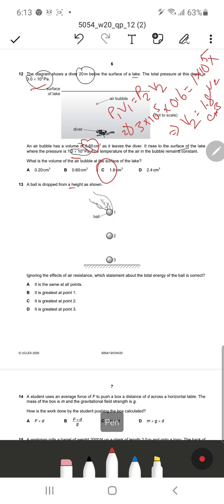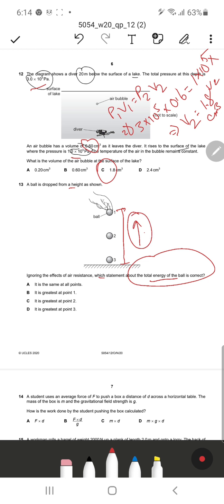It says the ball is dropped from a height as shown. Ignoring the effects of air resistance, which statement about the total energy of the ball is correct? Ignoring the effects of air resistance is a very important thing. These are the 3 points which they have mentioned. Since there is no air resistance in this context, no energy is actually lost from this ball. Since it has not hit the ground yet, the energy at all these positions where the ball travels will remain the same, because there is no opposing force acting on the ball.